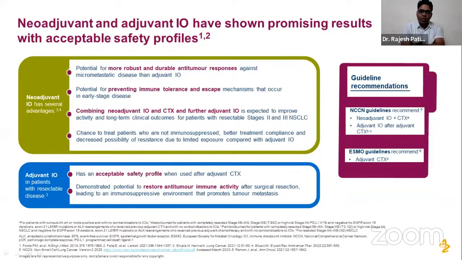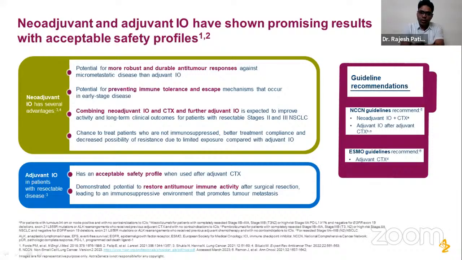Then the role of neoadjuvant immunotherapy was evaluated in various trials. The hypothesis was that there is potential for a more robust and durable anti-tumor response with immunotherapy, especially since it can control micrometastasis better, as we see in stage 4 cancer. There is also potential to prevent the immune tolerance and escape mechanisms that occur in early stage.